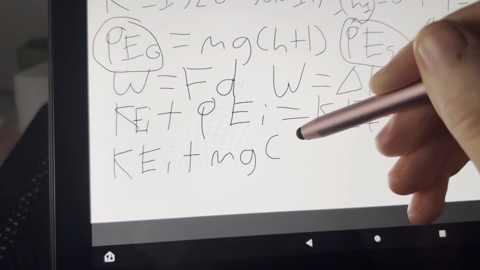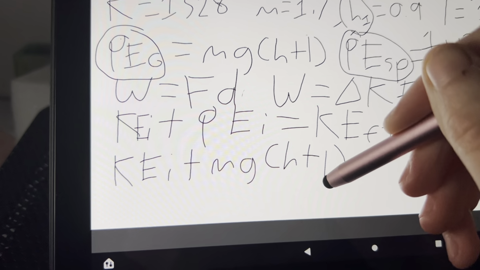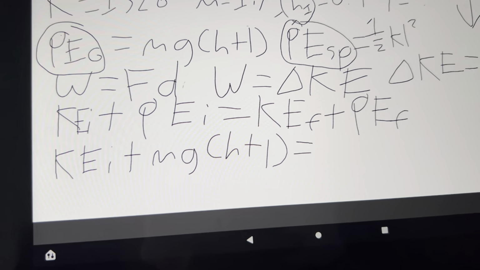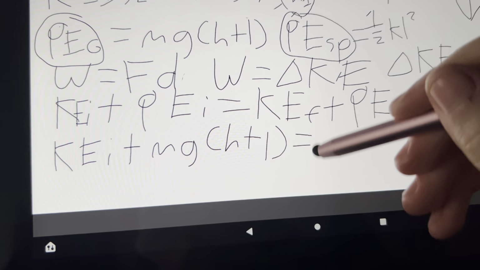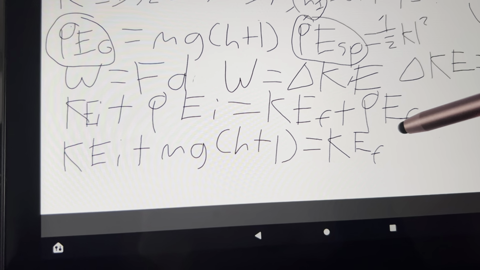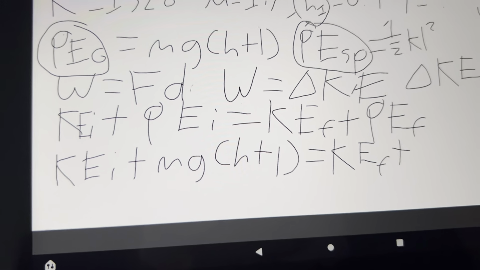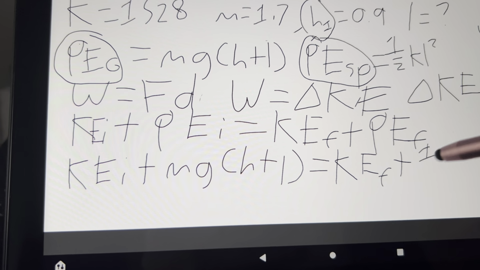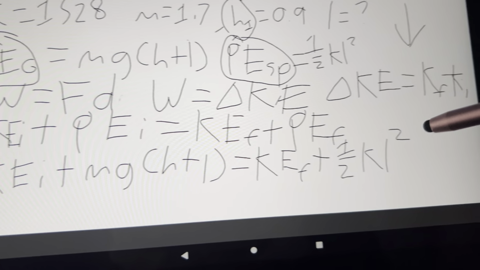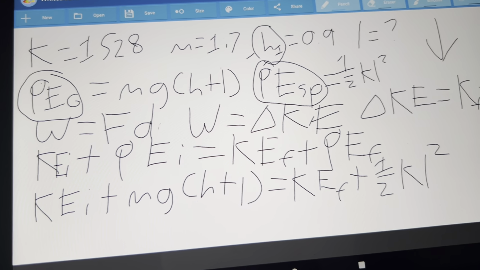So that means we can fill this in as the initial kinetic energy plus mg(h plus L). Oh god, I'm sorry, my letters are going all over the place. Is equal to the final kinetic energy plus the potential energy due to the spring force, which is 1/2 kl squared. Oops, sorry, my camera did not quite pick that up.